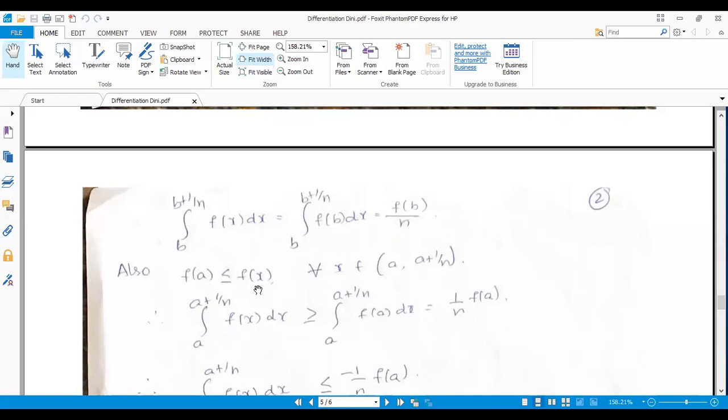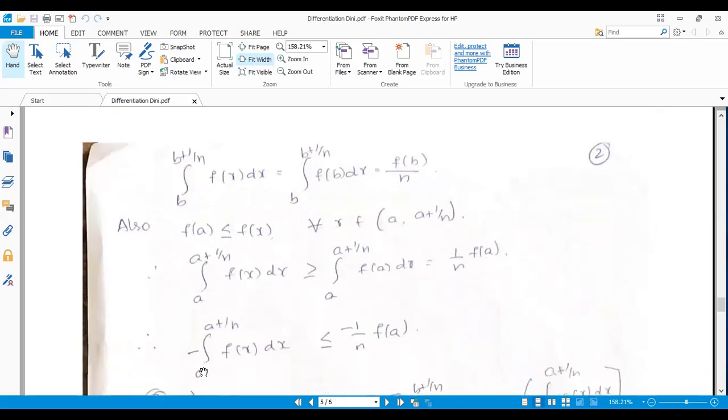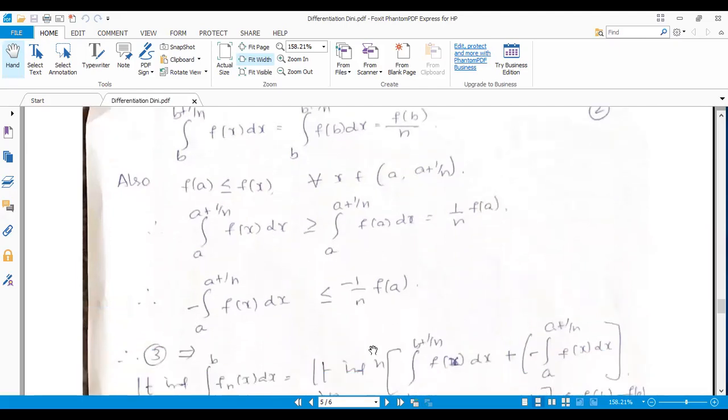Also, f of a is less than or equal to f of x for all x lying between a and a plus 1 by n. Then the integral from a to a plus 1 by n of f of x dx is greater than or equal to the integral from a to a plus 1 by n of f of a dx. Again here, 1 into dx, if you integrate, you get x. Applying the upper limit, a plus 1 by n minus a, a gets cancelled. You get 1 by n into f of a. Then the negative of the integral from a to a plus 1 by n of f of x dx becomes less than or equal to minus 1 by n f of a.